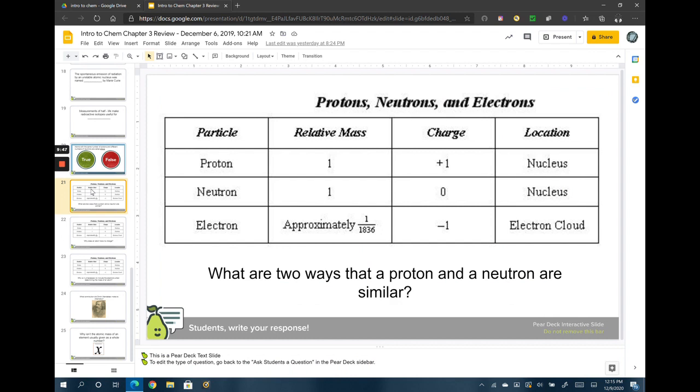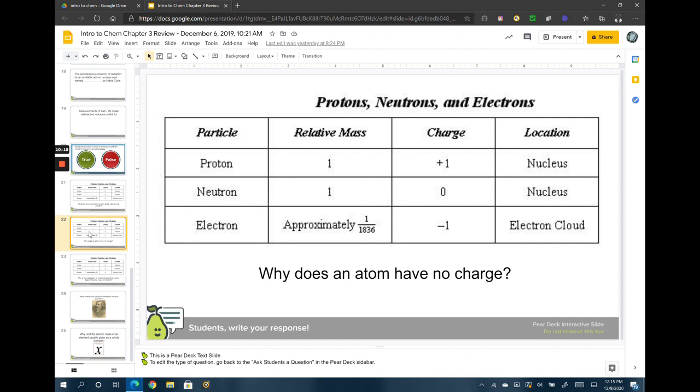What are two ways that a proton and a neutron are similar? So if you look at this chart, you will see that protons and neutrons, if you compare them, have the same mass. Both protons and neutrons have a relative mass of 1, and they are also found in the nucleus. So they have the same mass, and they're found in the same location.